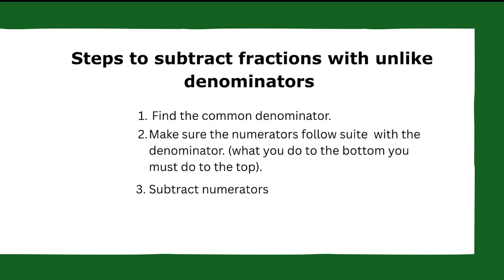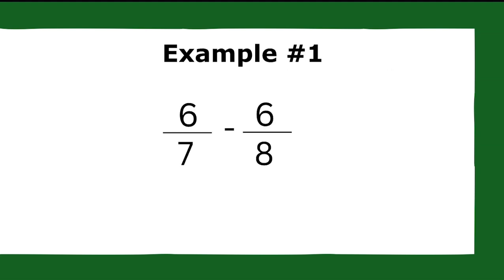And the third step is to subtract the numerators. Once you change the numerators, you subtract them, and you drop down your common denominator. So those are some quick steps, and if need be, you can simplify for your fourth step. So here are the steps to subtracting, and now I'm going to actually do a few examples with you guys.